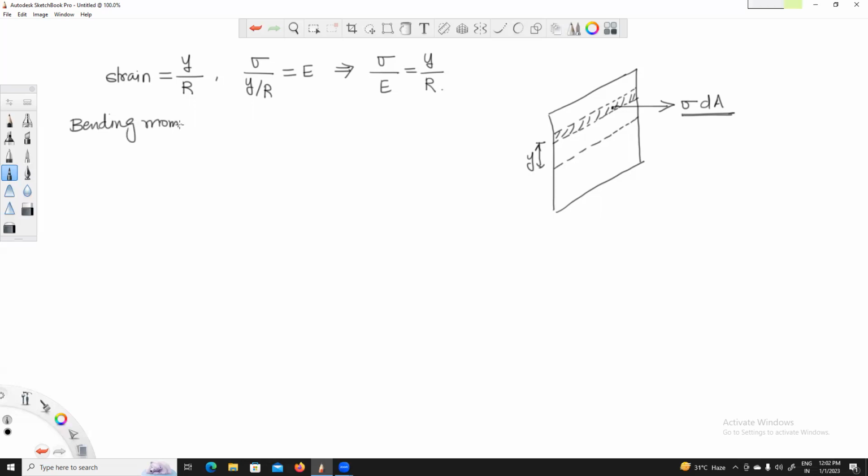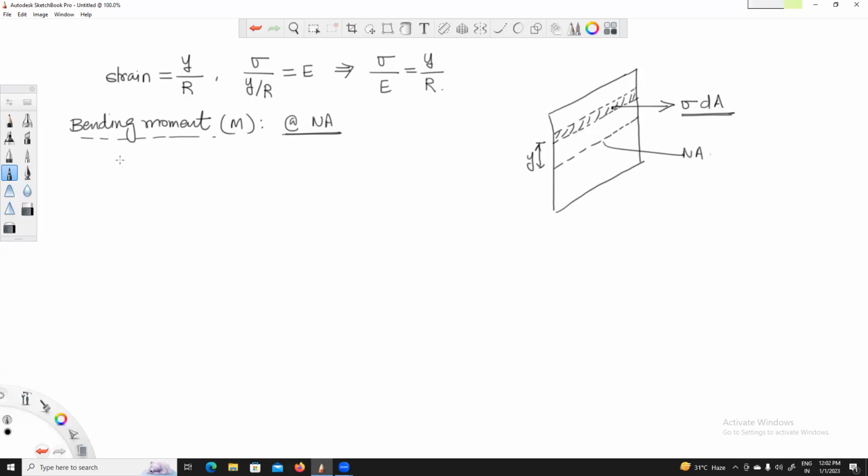Now to find the moment, let me denote bending moment by letter M. I have to find this. Now, what is bending moment? Bending moment is force multiplied by distance, and we are going to find this bending moment about the neutral axis. So this force acting is given by sigma times dA, and it is at a distance of y from the neutral axis.